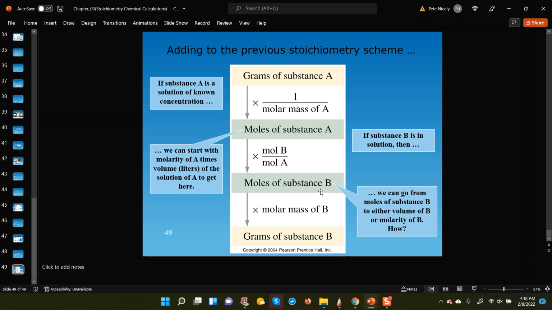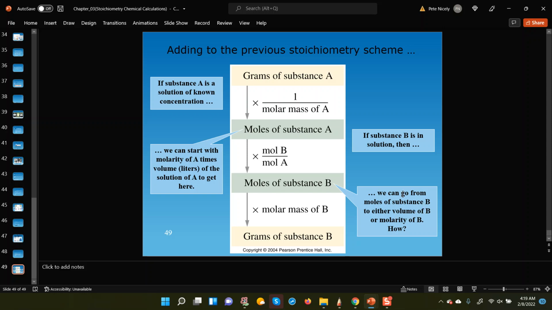And if the question is asking for the mass, then we would simply multiply the moles of that substance by its molar mass to get the mass in grams. Now, if we're dealing with a solution, let's say we're given the molarity of the solution and the volume, then we'd multiply the molarity by the volume to get the moles of the particular substance. Then we use the mole ratio to convert from the moles of one substance to another, and then, if the question requires, we can convert the moles of the substance to either the volume or the molarity. It all depends on what the question is asking for.